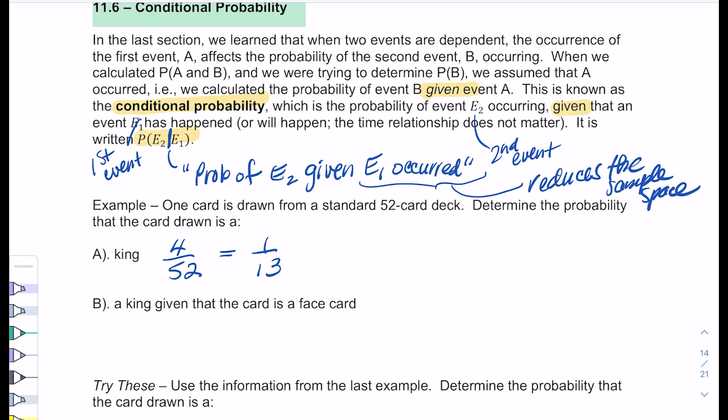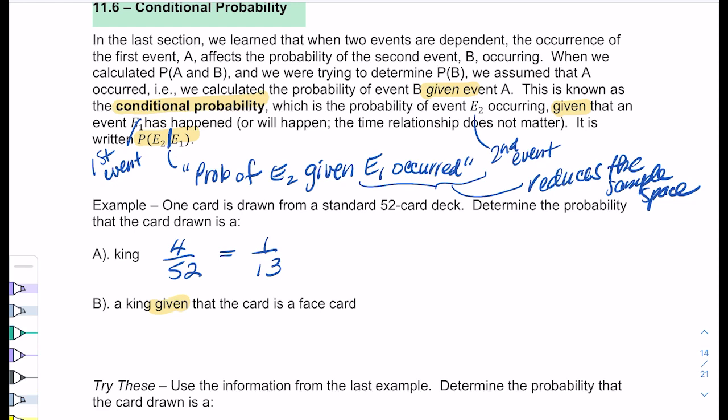But now, what if I ask you the probability that we draw a king, given that the card is a face card? So in other words, I have a standard deck of cards, and I say, okay, pick a card. And you already know that that card is a face card. Like I tell you, okay, you just picked a face card. What's the probability it's a king? So I'm giving you what the first event is. You know it's a face card. So now what's the probability it's a king?